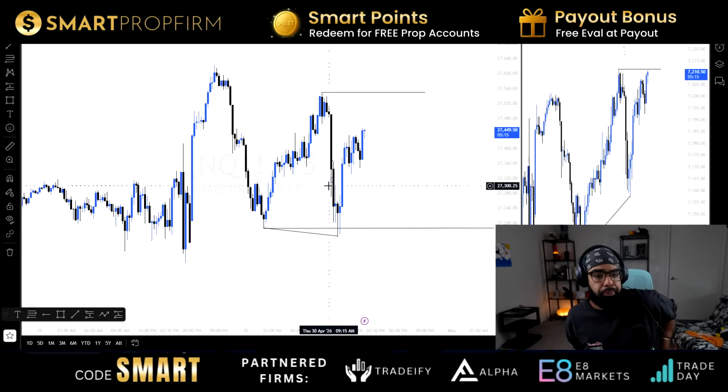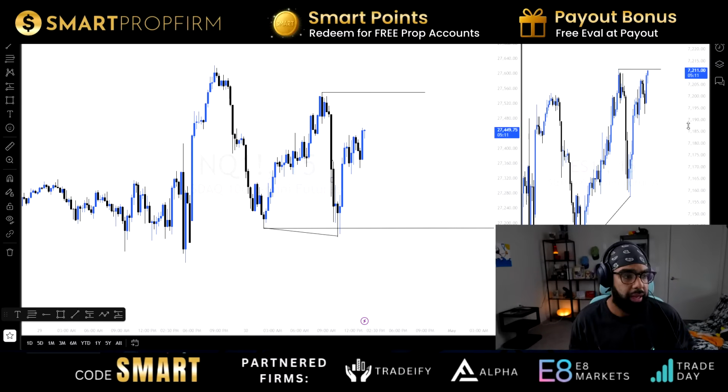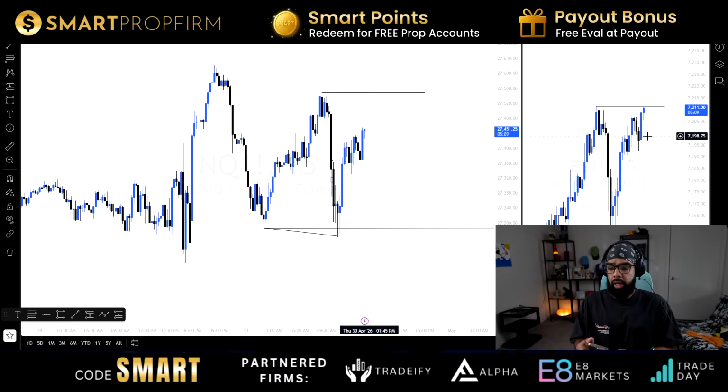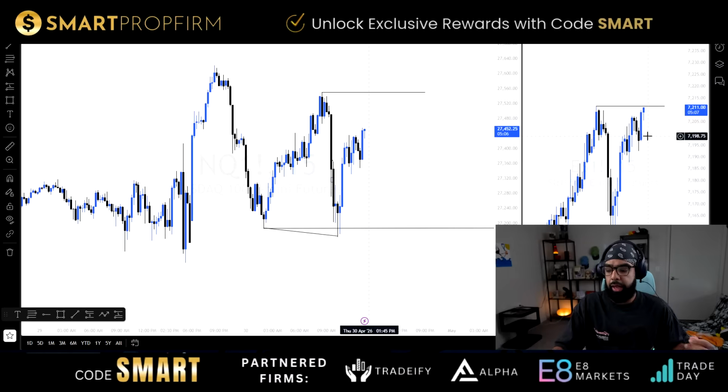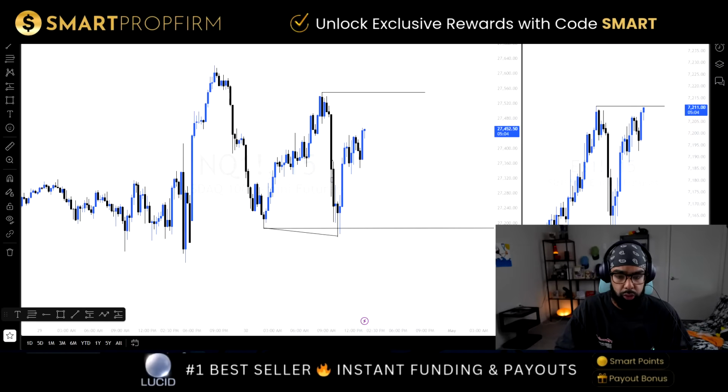Honestly, I think so. We're pretty much ranging today, right? Like it's a lot of back and forth. I think when ES takes out this high like it's about to, we can actually get a bearish SMT here and possibly look for a short. So that's something that I'll be maybe interested in taking.